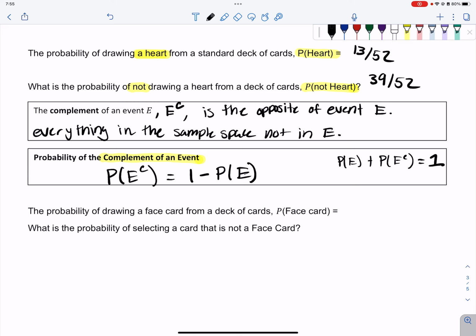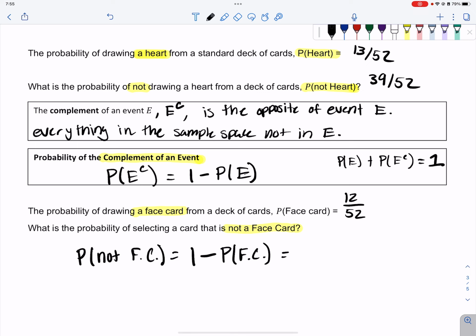So now, let's do another example with this. Our probability of drawing a face card from our deck of cards, well, we saw that there was 12 face cards out of the 52. So now, what is the probability of not getting a face card? Well, our probability of not face card, that's going to be equal to 1 minus our probability of getting a face card, which we have. So we have 1 minus 12 over 52.